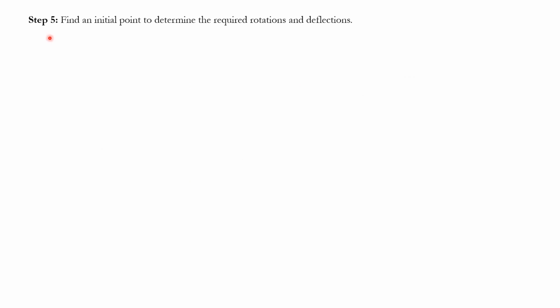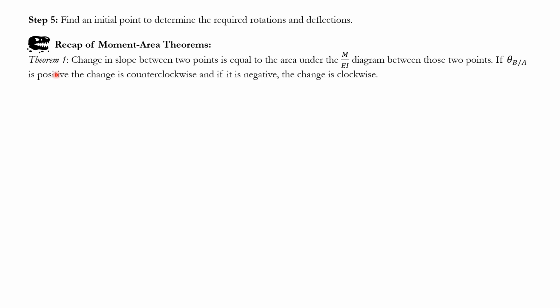Now that we have all this basic information, we can go ahead and solve our problem, and we can find an initial point to determine the required rotations and deflections. What do I mean by initial point? Well, let's talk about the moment-area theorems themselves. I'm just going to recap the moment-area theorems here. There are two theorems, Theorem 1 and Theorem 2.